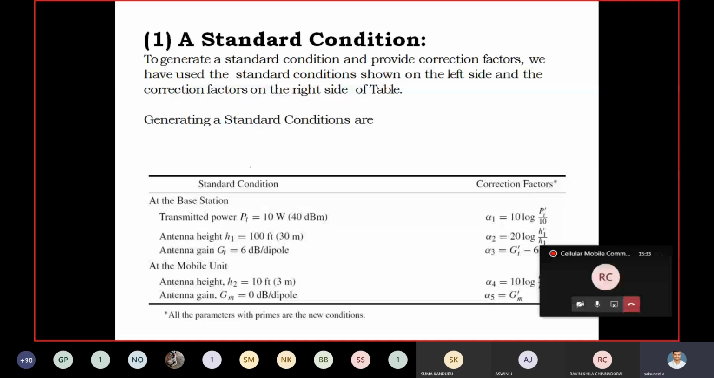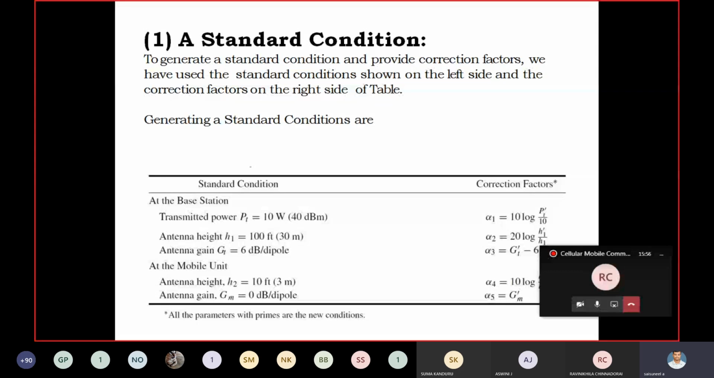Next, suppose the cell site antenna height is 100 meters. We assume 100 meters, and for this 100 meters it can cover 5 kilometers. Suppose we want to cover more than 5 kilometers, then we have to increase the height of the base station. Likewise, you have to generate a standard condition.